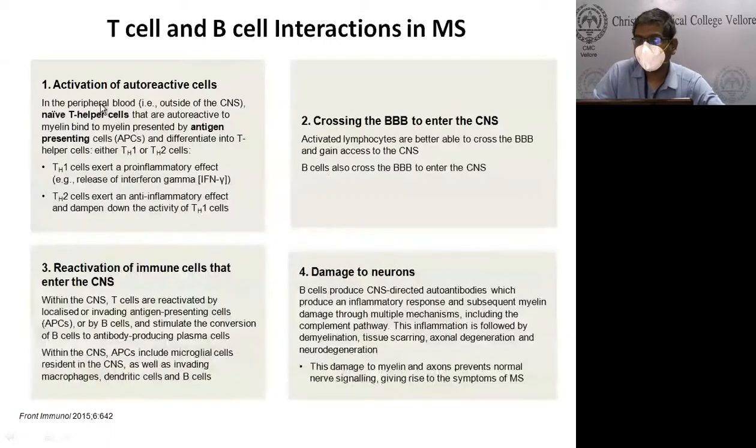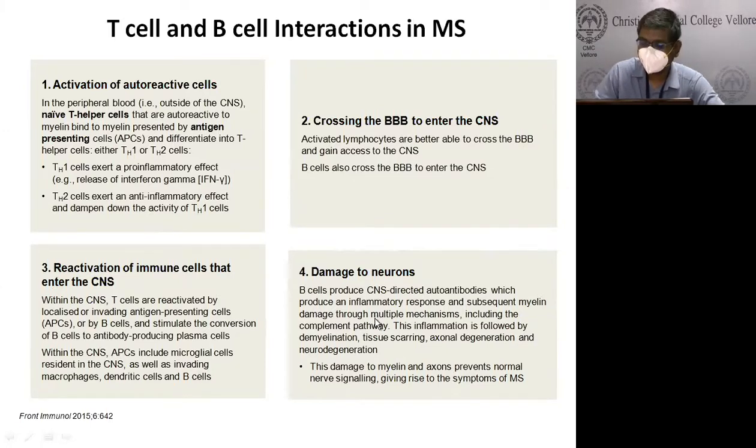So we have 4 stages. One is the activation of autoreactive cells. The second is the crossing of the autoreactive cells, the activated lymphocytes, which include both the B as well as T lymphocytes, which enter the CNS. Inside the CNS and outside, you have activation of T helper 1 and Th2 cells, which secrete the cytokines. Then you have the reactivation of immune cells that enter the CNS. Here the microglia, dendritic cells and B cells help in the activation.